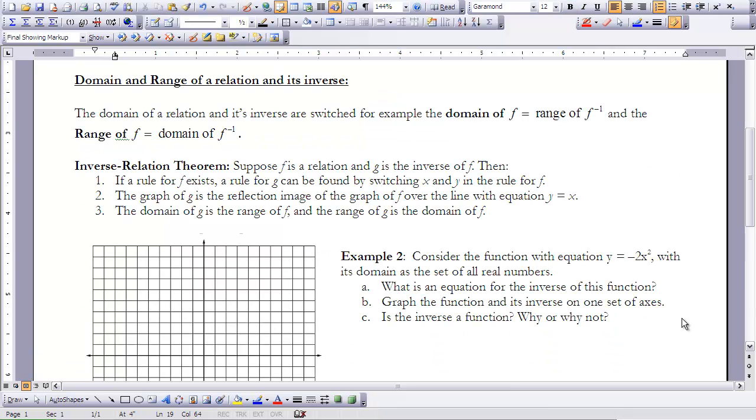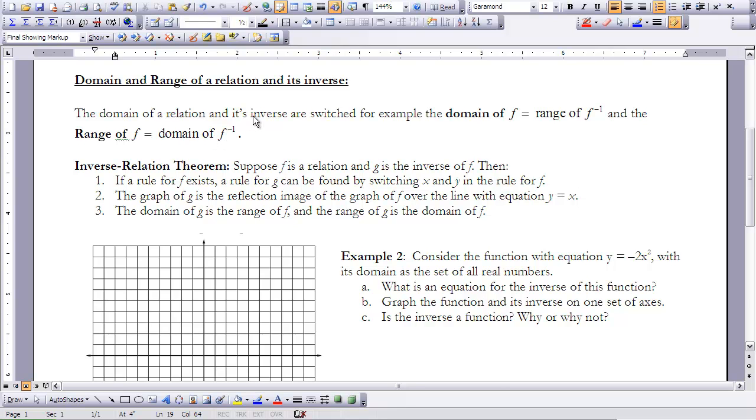Next, I'd like to explore domain and range of a relation and its inverse. The domain of a relation and its inverse are switched. For example, the domain of f is the same as the range of the inverse of f, and the range of f is the same as the domain of the inverse of f.